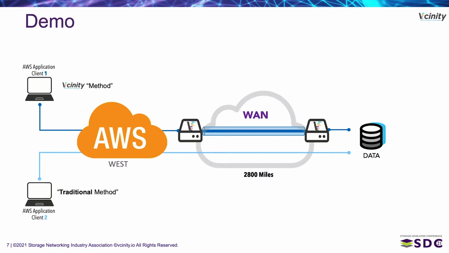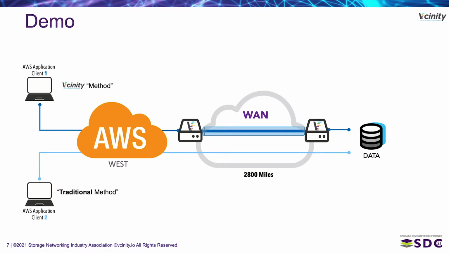Now, to do a demo, one of the easiest ways to show this is to show a comparison. So what I've done is I've chosen the compute in the cloud. In this case, it's AWS on the West Coast, and I have two instances that are running there. One is going to be doing things using the vicinity method. The other is the more traditional approach. So that's where my compute and that's where my applications reside. My data, however, is on the East Coast, roughly separated from my compute and my applications by almost 3,000 miles.